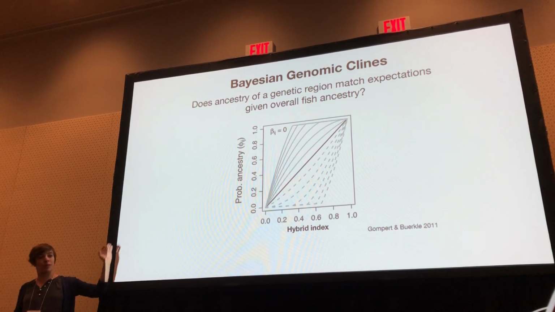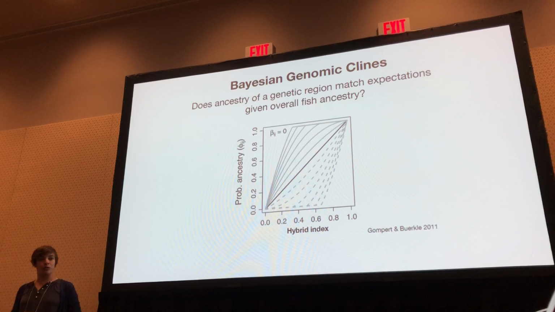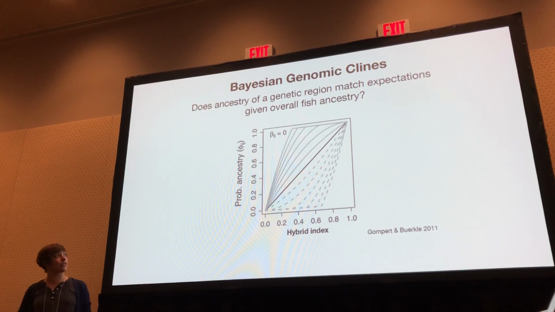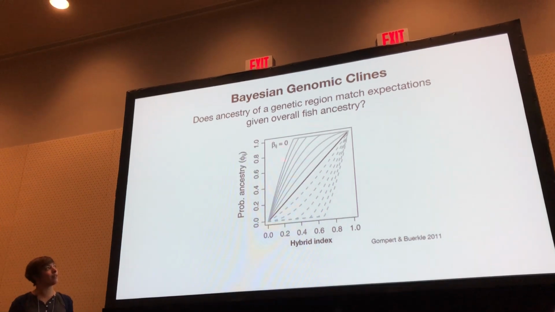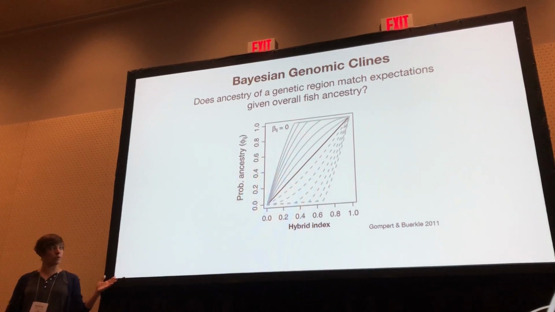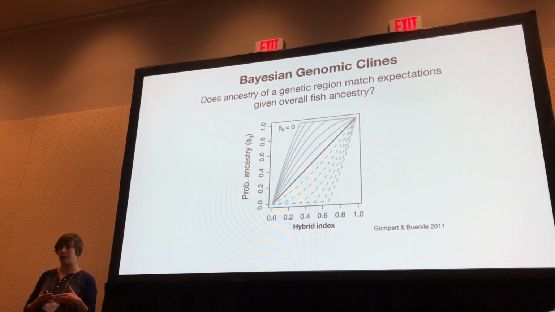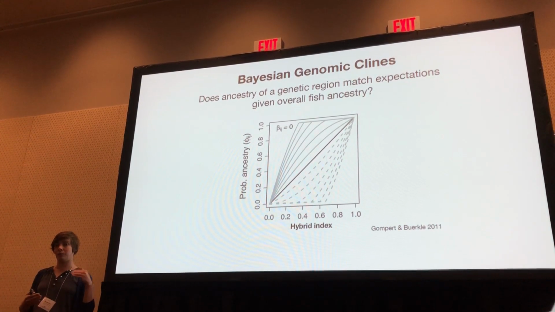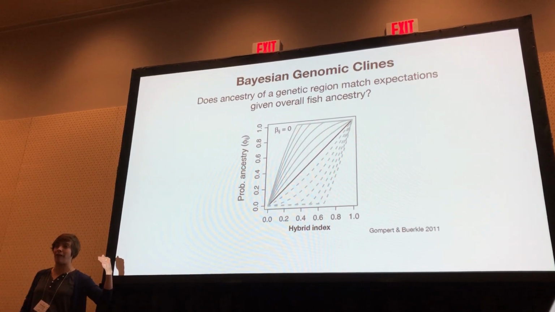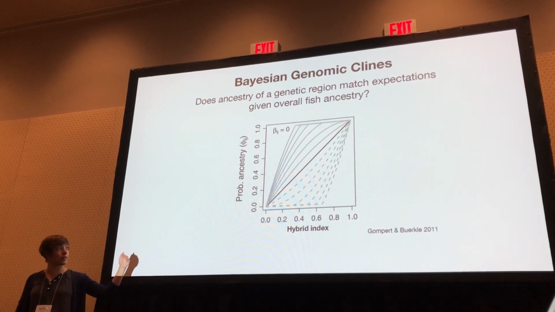But we can have situations where, either due to genome structure or selection, an individual is only perhaps 20% one species but has a close to 100% chance of having the other species' allele at a locus.